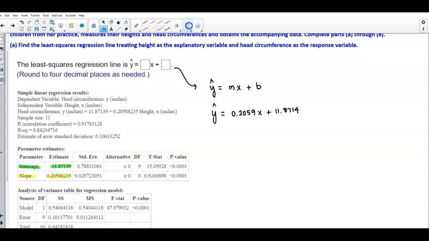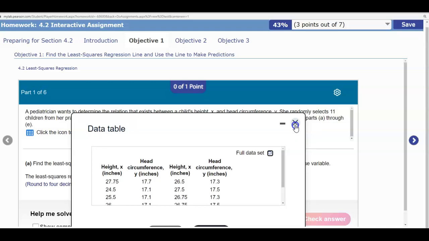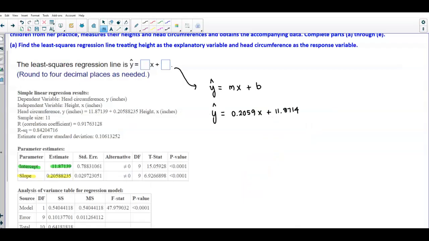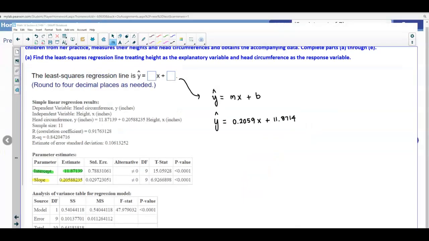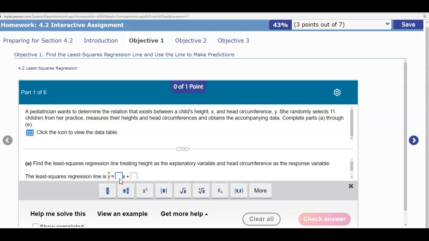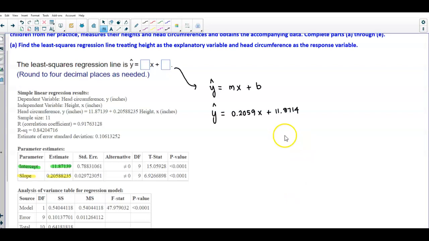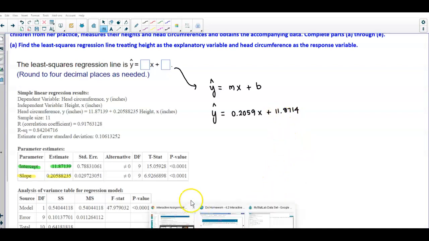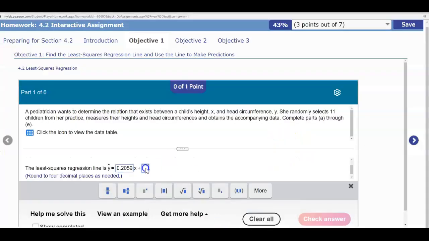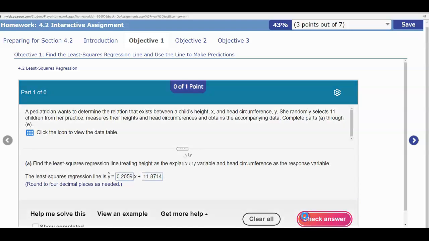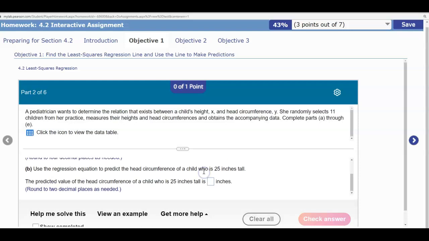So that's going to be plus 11.8714. Now let's put this information into our example here. We have 0.2059 x plus the y-intercept, which is 11.8714. Now let's check to make sure it's correct, and there is our answer.